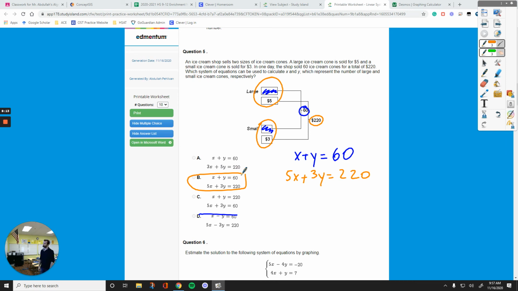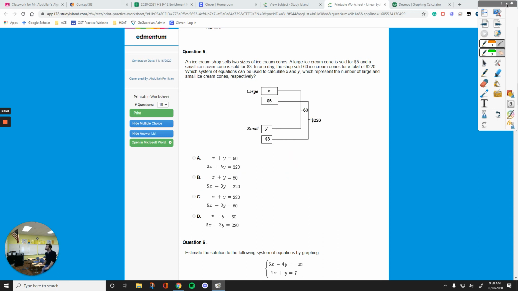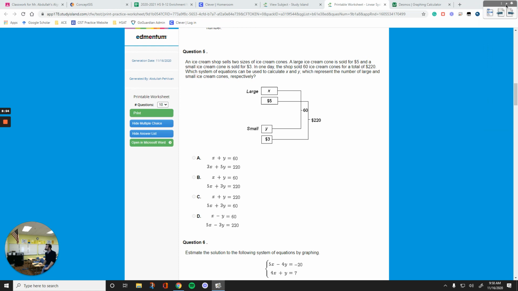You don't even need to read the question. They just gave us a graph to figure out what it is, but for the sake of the question, let's just read it. A large ice cream cone is sold for $5. Okay, large is $5. They are x. Yeah, we did it right. And then small is $3. One day the shop sold 60 ice cream cones, my bad, not 50. The total is 60, and then the total cost is $220. So yeah, that was right. It's B. Now let's move on to see if there's any other kind of question that we can do.